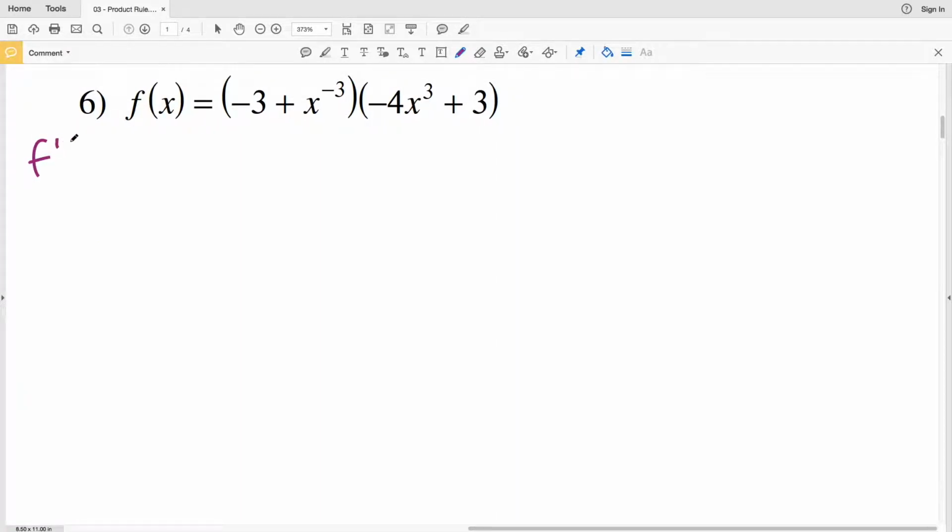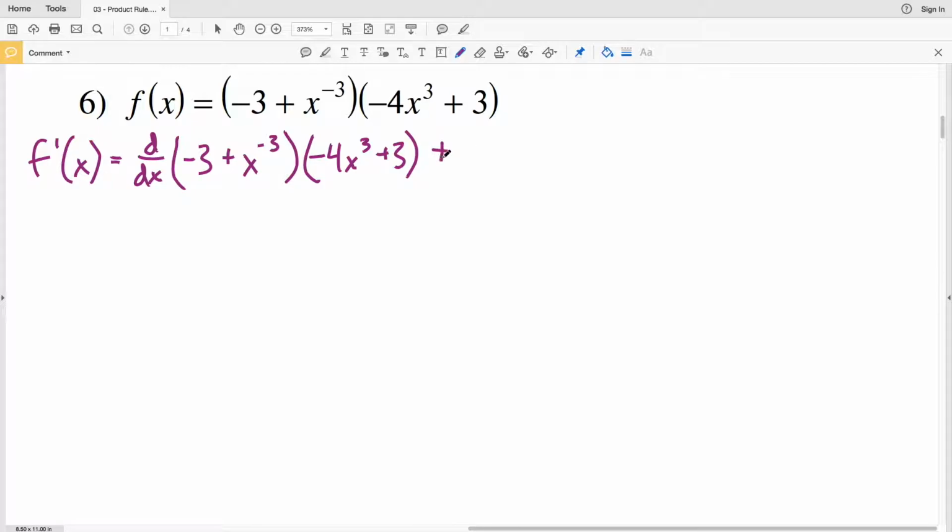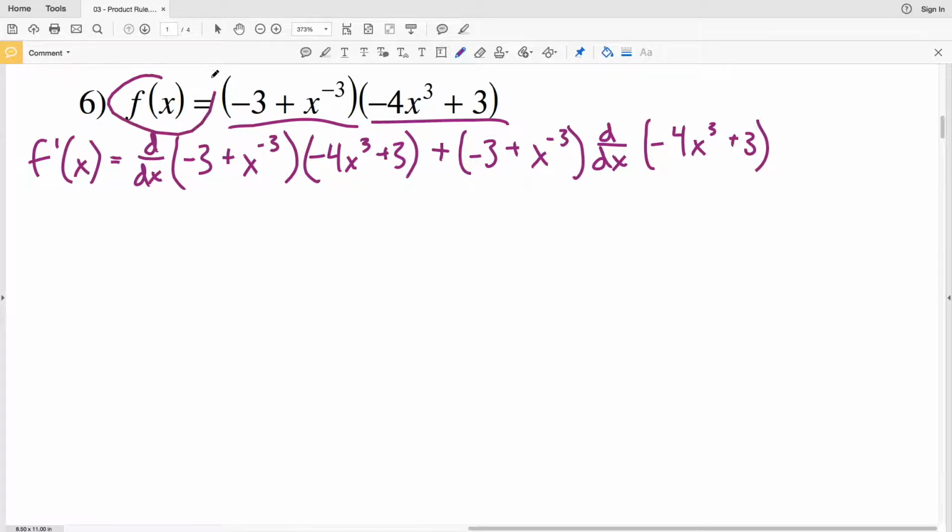For number 6, I'll find the derivative of negative 3 plus x to the negative third, and I'll multiply that by negative 4x cubed plus 3. And then I'll add that to negative 3 plus x to the negative third times the derivative of negative 4x cubed plus 3. The derivative of f of x times g of x plus f of x times the derivative of g of x, where f of x and g of x are separate functions within our function.